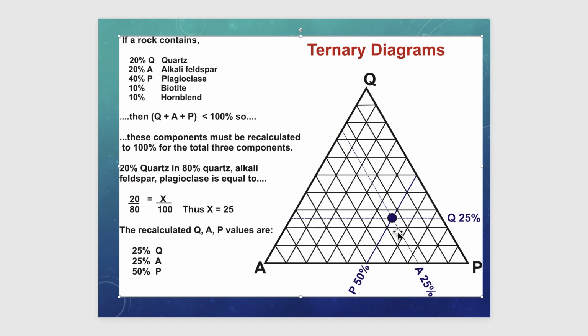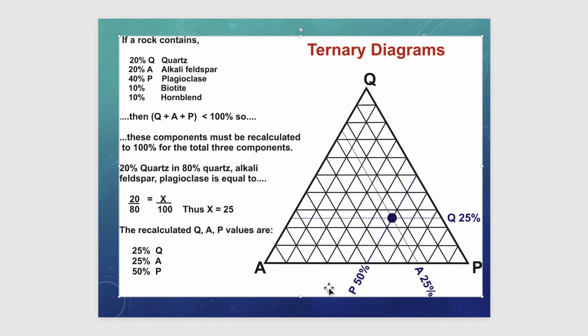feldspar at 25%. But I don't know where my specimen is yet, I need another line. So let's use the quartz one. So this is 10% quartz, this is 20%, and this is 25, right in the middle. So I draw this line and I find the location of my specimen. I can check it using the 50% line for the plagioclase. And I leave you to check this, but you can count and find it on your own.